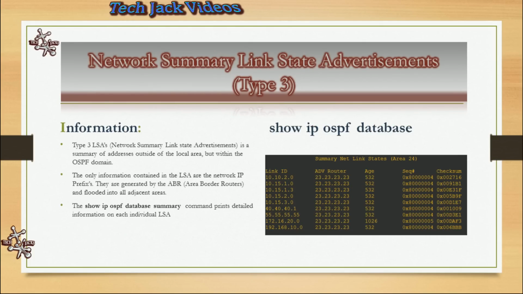Type 3 LSAs, or network summary link state advertisements, is a summary of addresses outside of the local area but within the OSPF domain. The only information contained in the LSA are the network IP prefixes. They are generated by the ABR and flooded into all adjacent areas. And we have an additional command that gives us more information. It's the OSPF database summary. So let's go ahead and take a look at this.